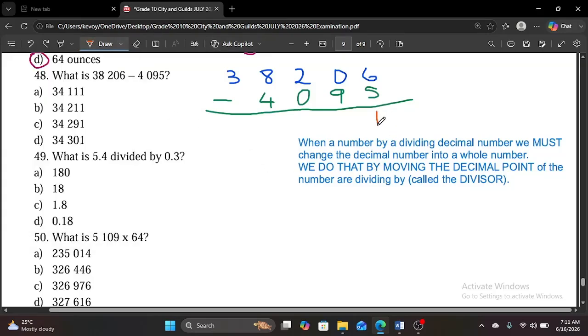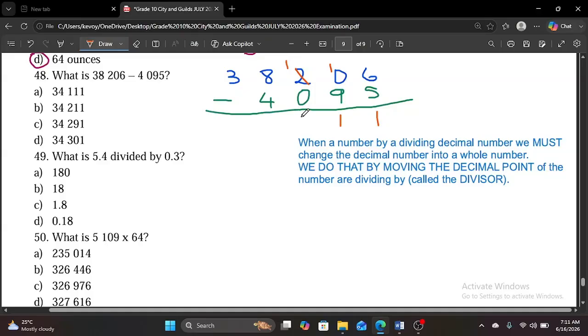So you're gonna be left with 1 right there. 9 from 0, you can't. So you're gonna borrow from this 2 right here. That would leave with 1. And you carry a 1 right here. So 9 from 10, you'll be left with 1.